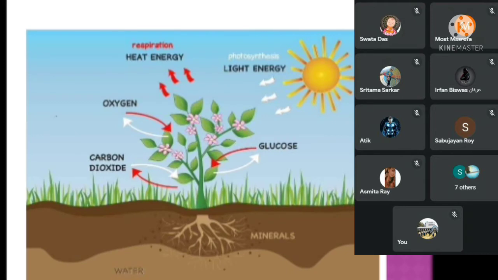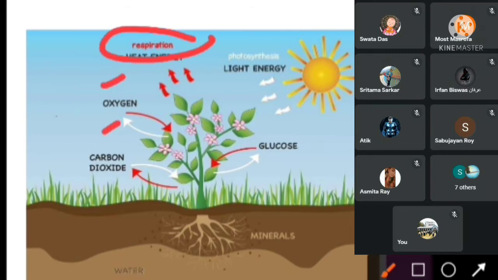Here we can see one picture that is showing the process of photosynthesis. See, the white arrow indicates photosynthesis and the red arrow indicates respiration. So here we will see what is being done in the case of photosynthesis and what is being done at the time of respiration. At first we will follow the white arrows.